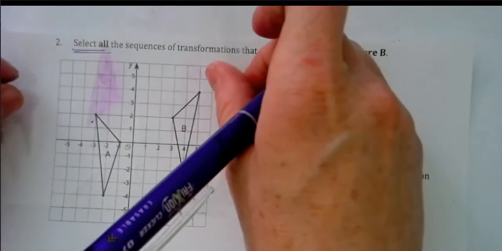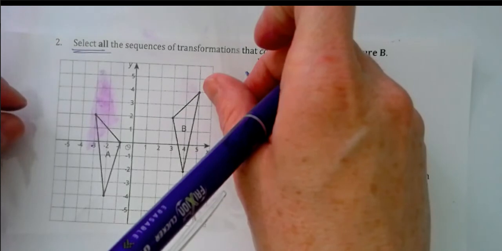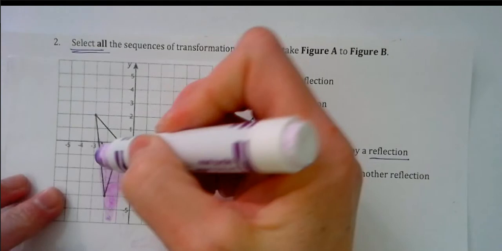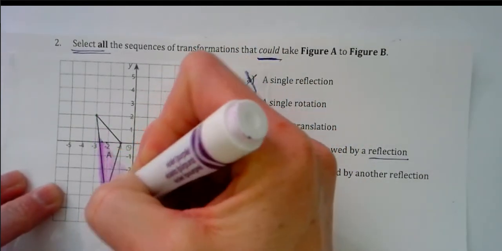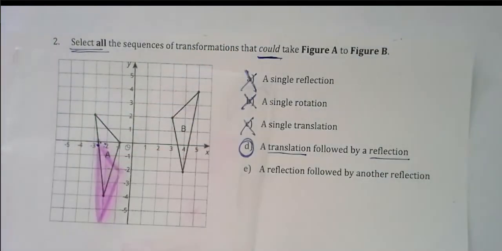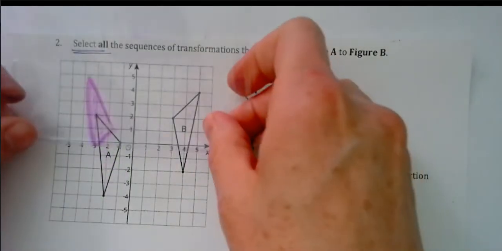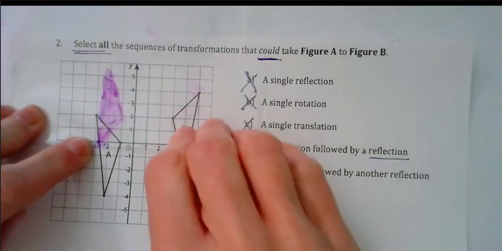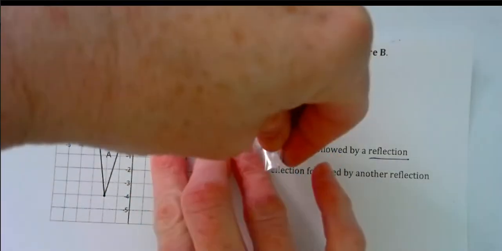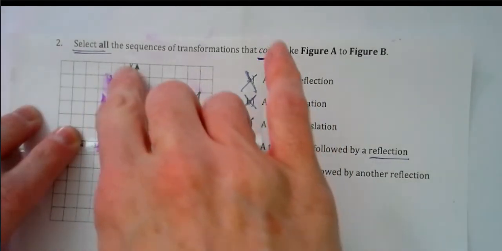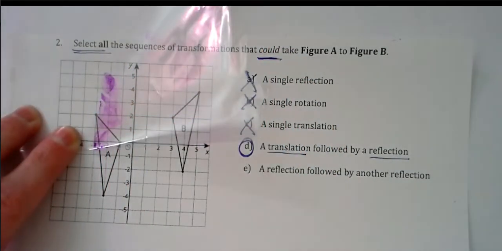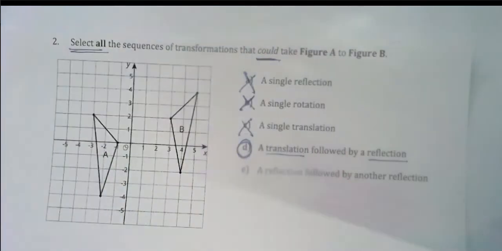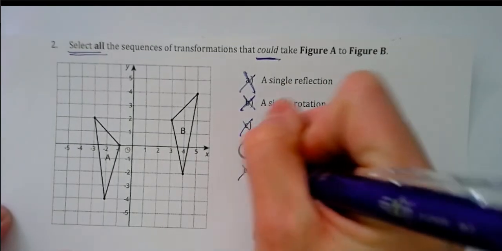Because even if I reflected this way, so let me darken this a little bit here. Even if I was to reflect up here, and then reflected over, if you notice my long side is on top and my short side, yep, so that won't work either. The only option is D.